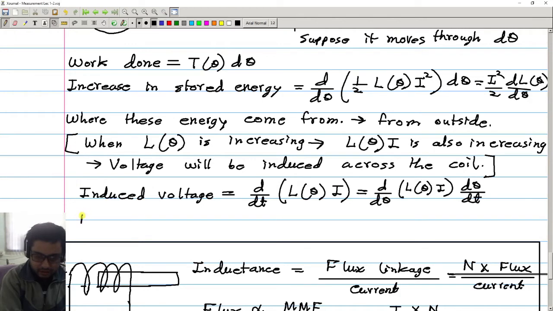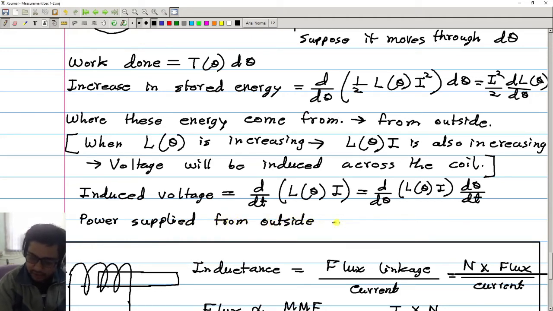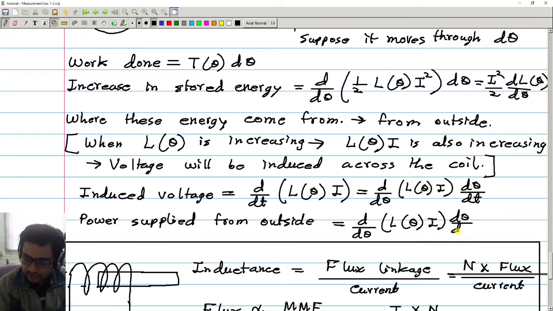Then the power supplied from outside, from the external source, will be this voltage, I dL/d theta d theta/dt, multiplied by the current.